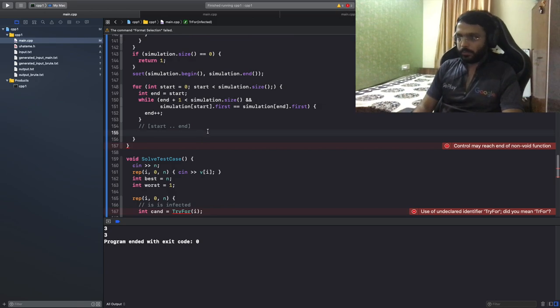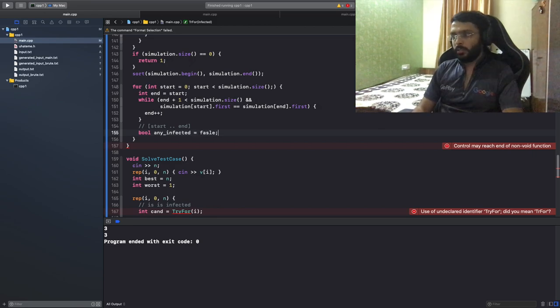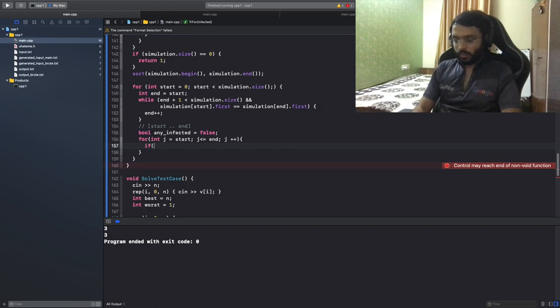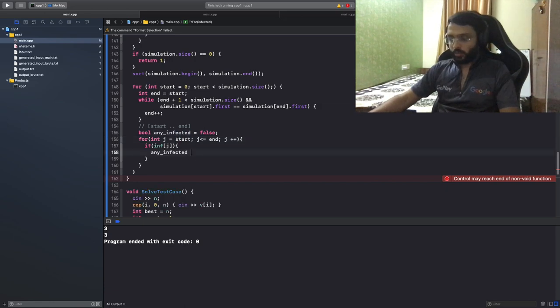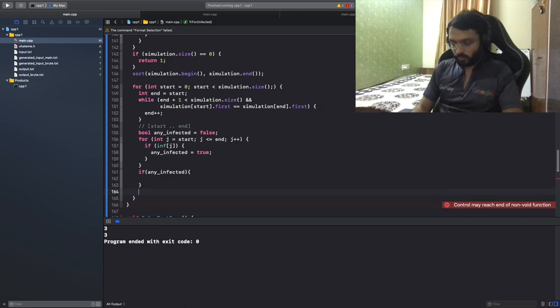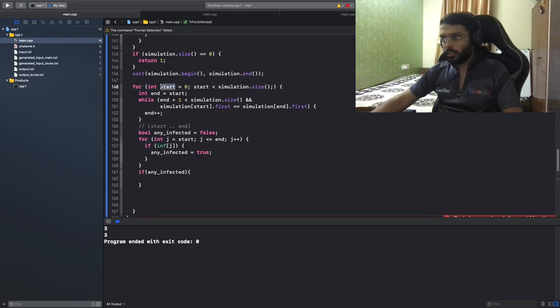So bool anyInfected equal to false. For int j equal to start, j less than equal to end, j plus plus: if infected[j], then anyInfected will be equal to true. That means one of amongst these was infected. So if any one of these was infected, I have to do something, and then finally start will be n plus 1.